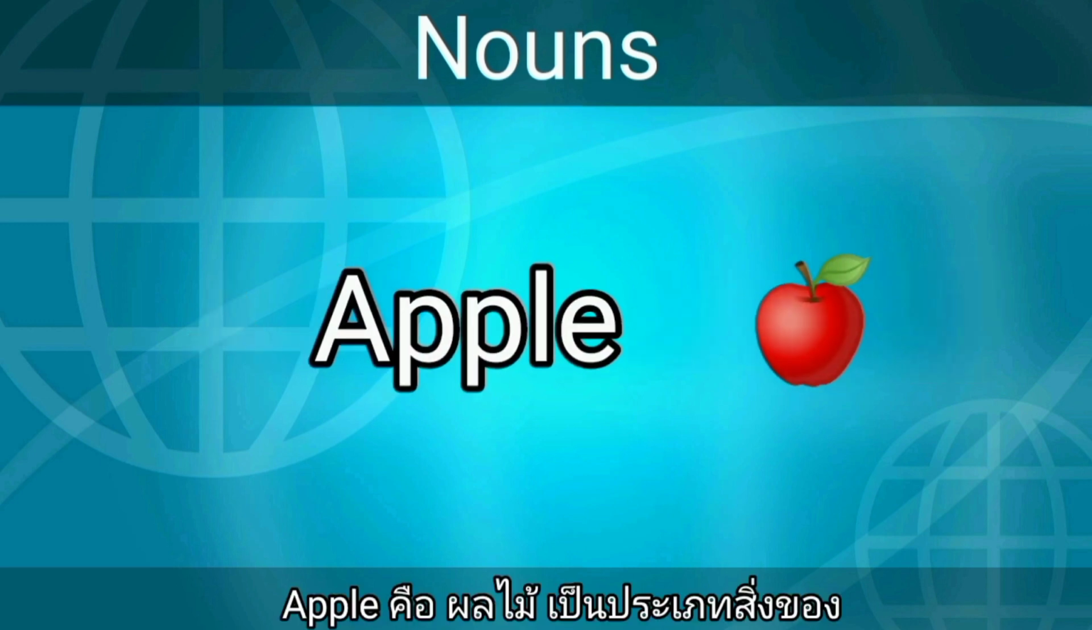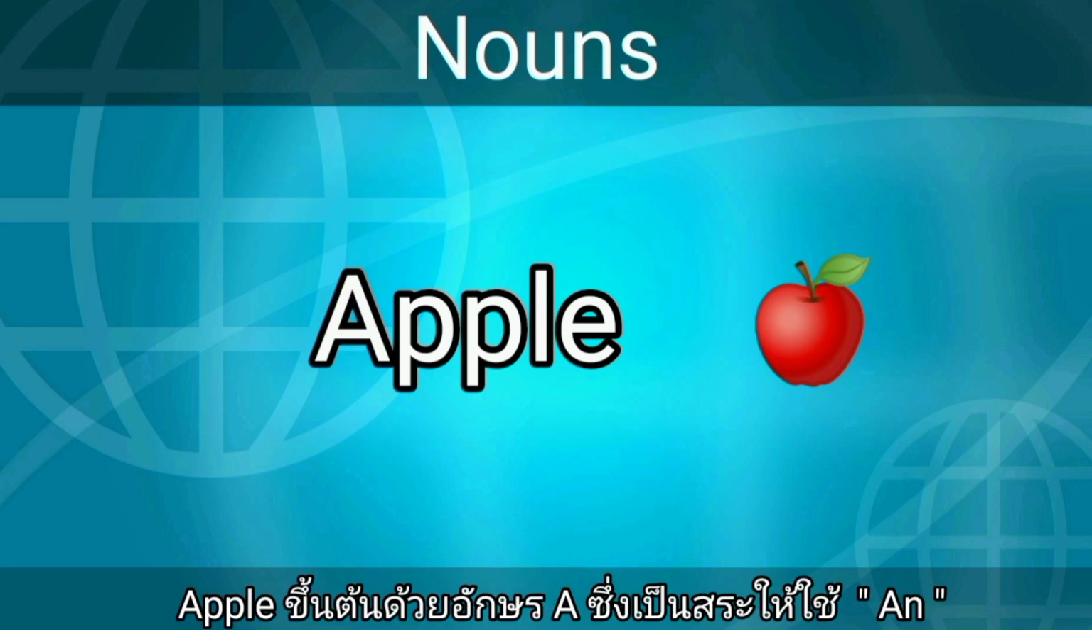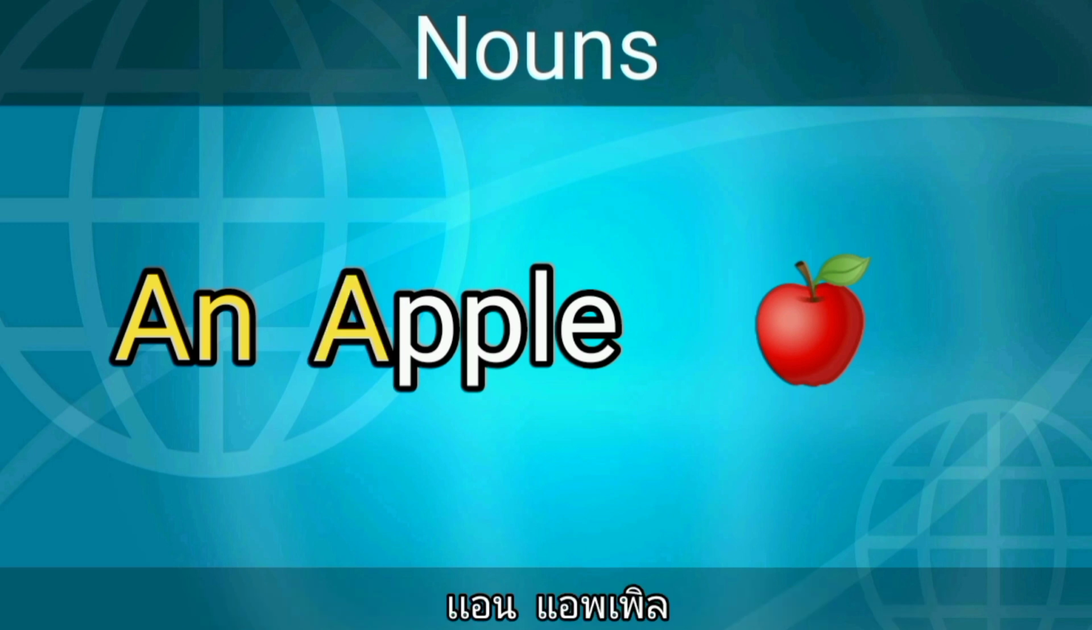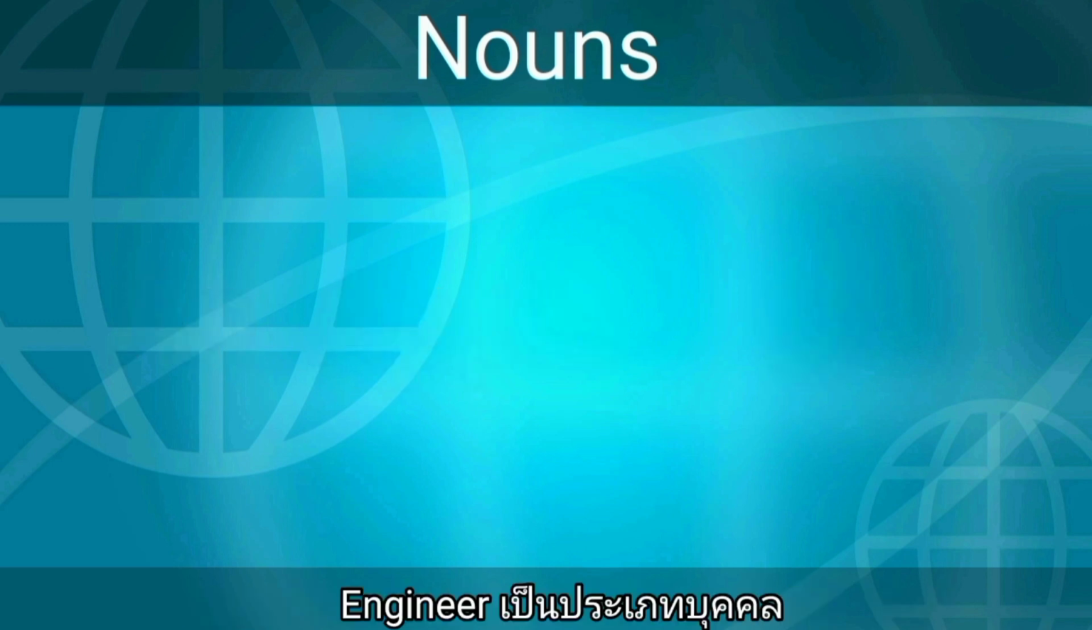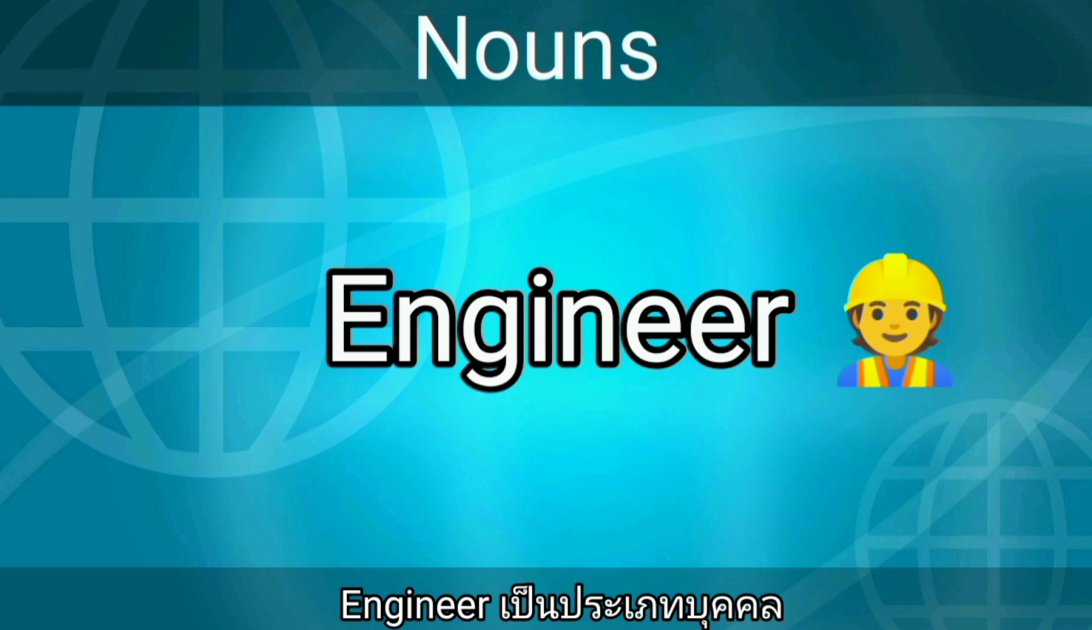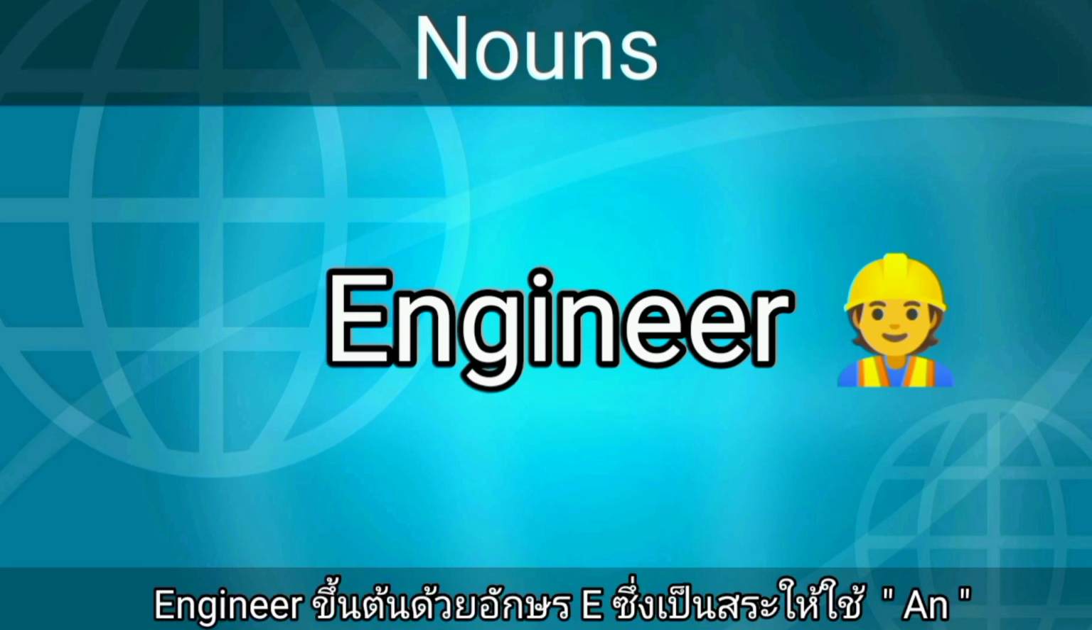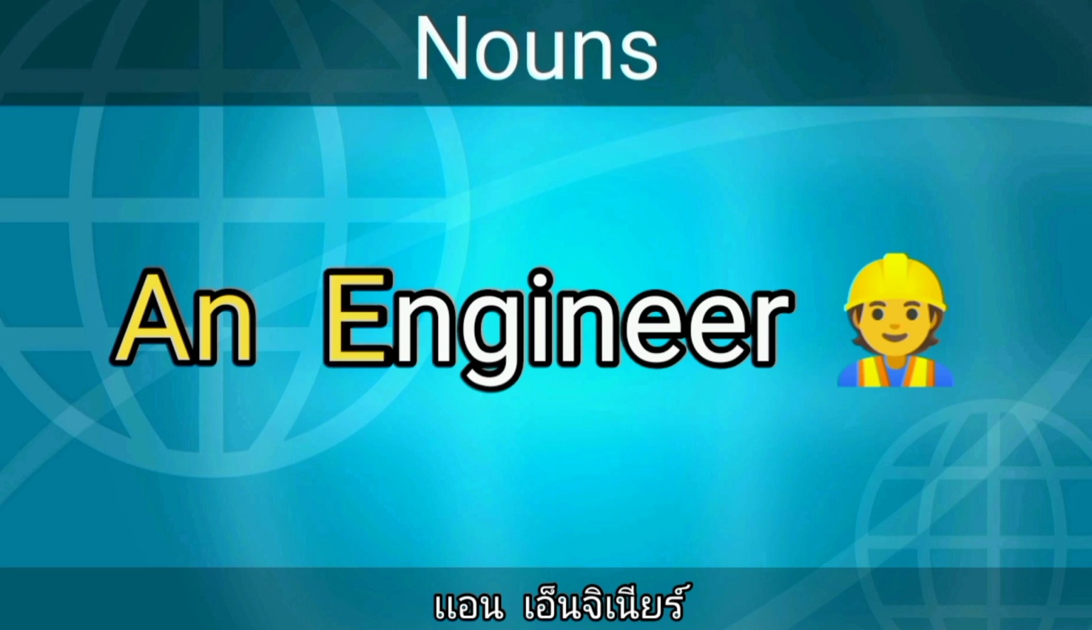Apple. Apple is a fruit, it is a thing. Apple starts with letter A. A is a vowel. Then put an apple, an apple. Engineer. Engineer is a person. Engineer starts with letter E. E is a vowel. Then put an engineer. An engineer.